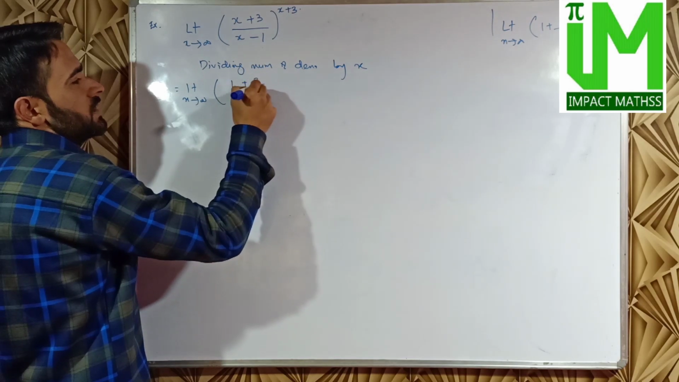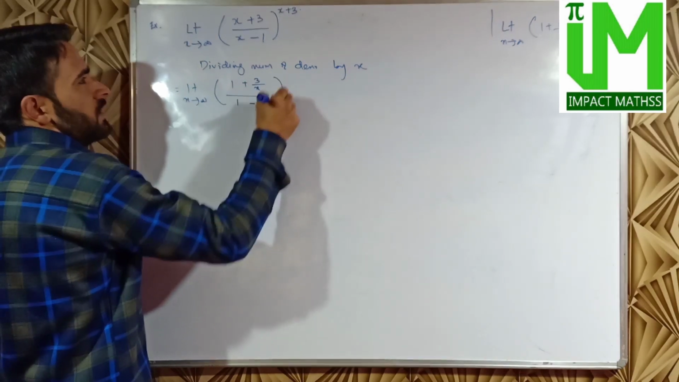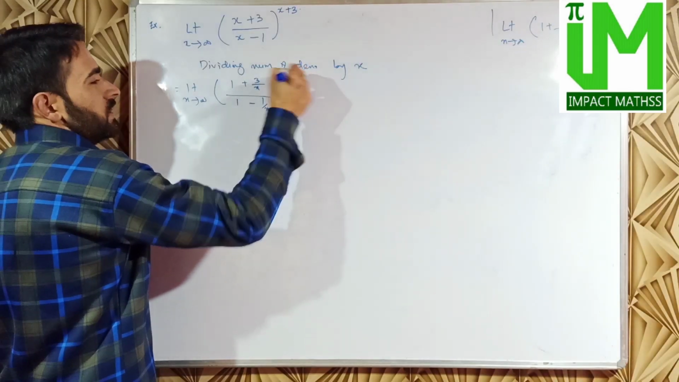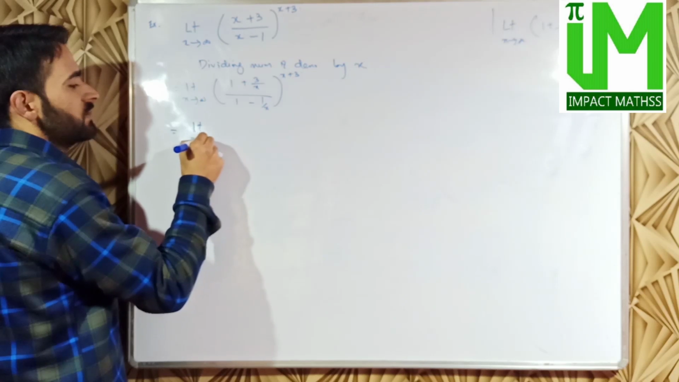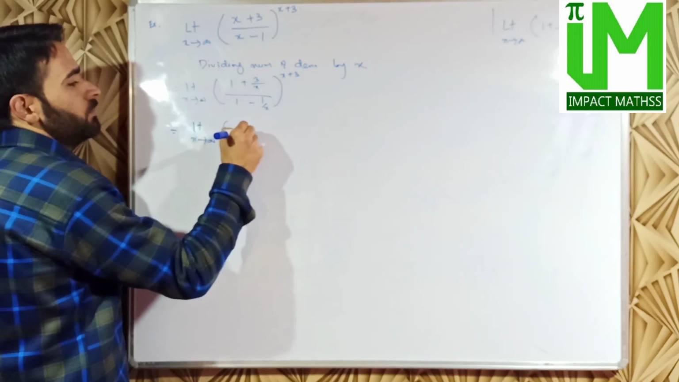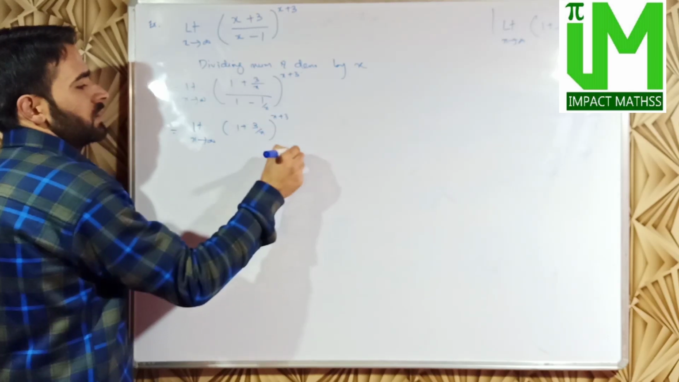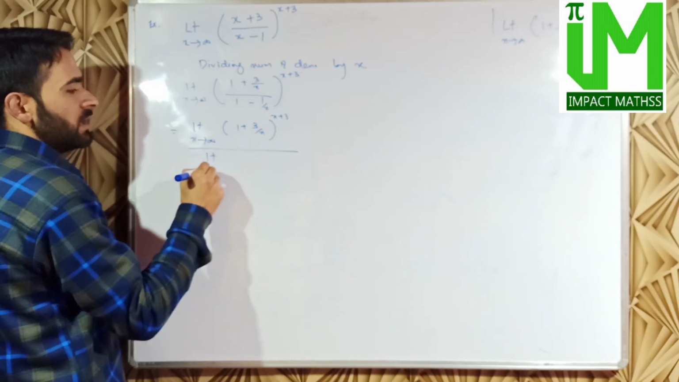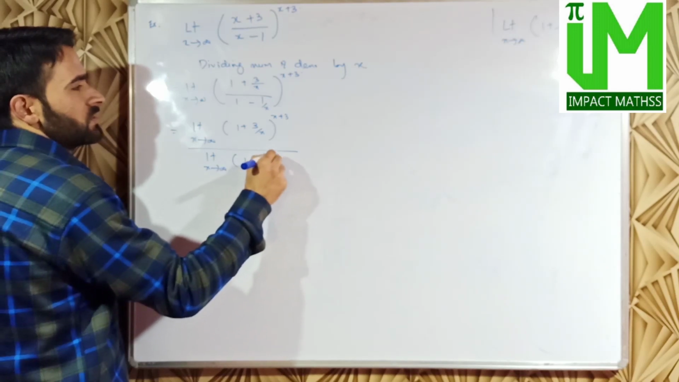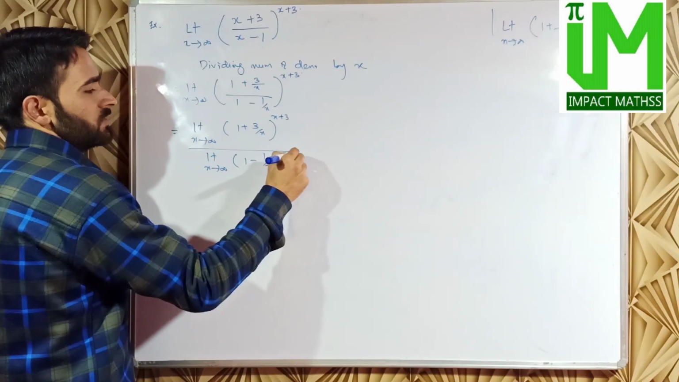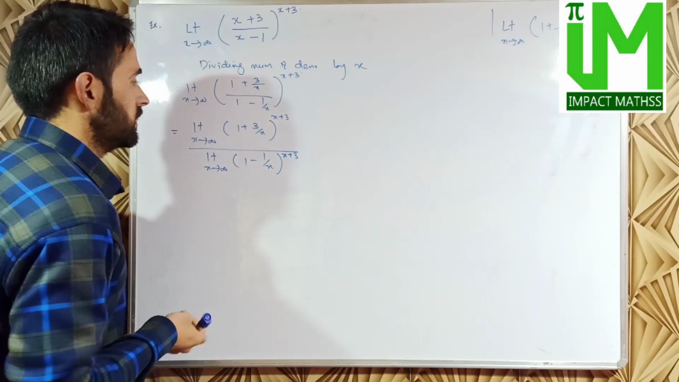plus 3 divided by x, divided by 1 minus 1 over x, to the power x plus 3, which can be written as limit x tends to infinity (1 plus 3 over x) to the power x plus 3, divided by limit x tends to infinity (1 minus 1 over x) to the power x plus 3. As we already know, limit of the quotient equals the quotient of the limits.